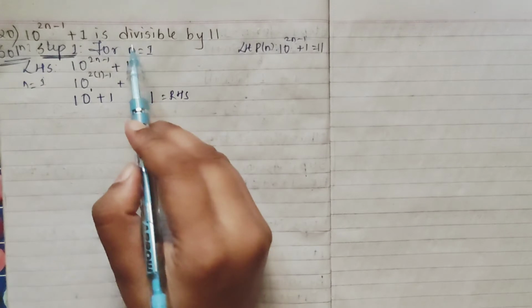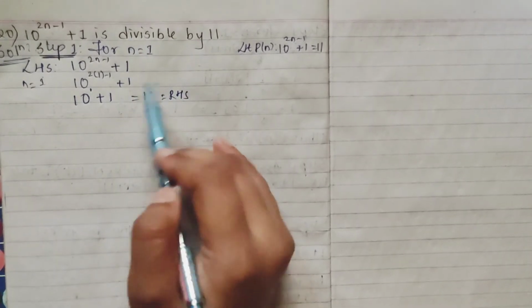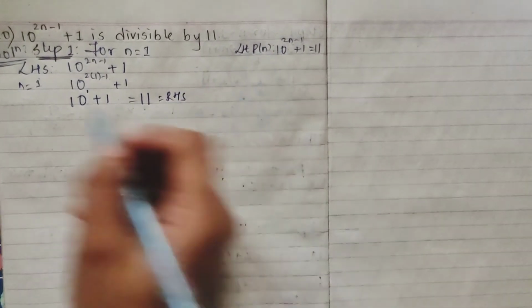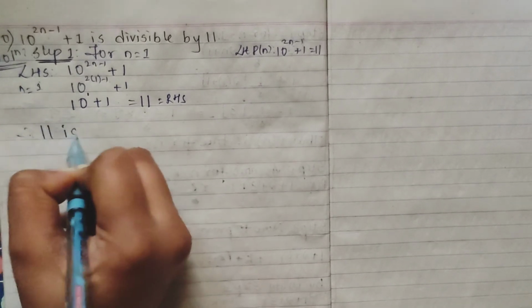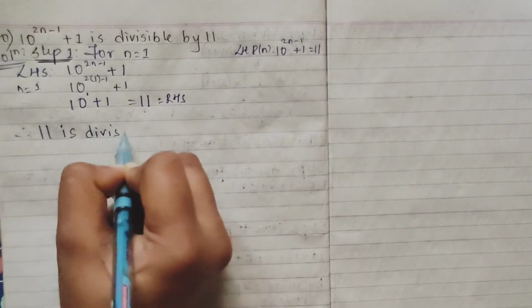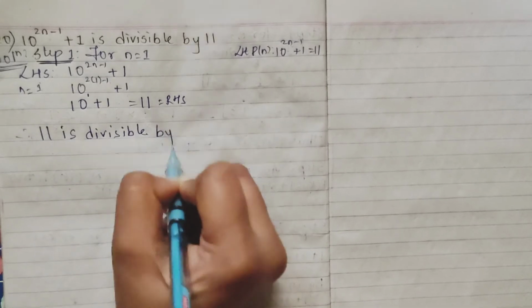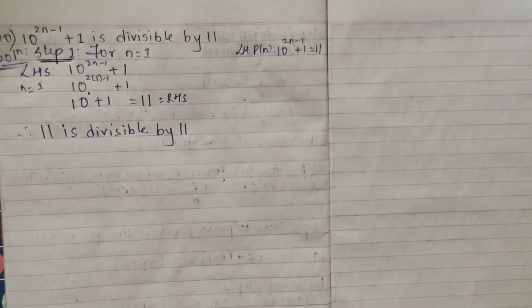11, and they are telling here, you see this is important, divisible by 11. 11 is divisible by 11, right? So you have to write that step. 11 is divisible by 11, right? 11 ones are 11, right?